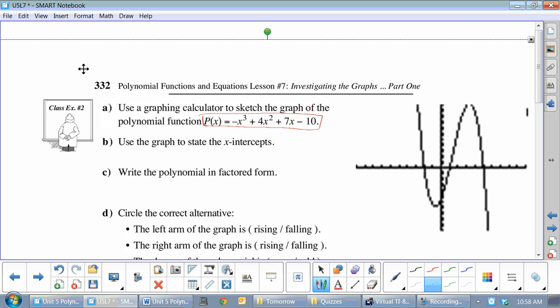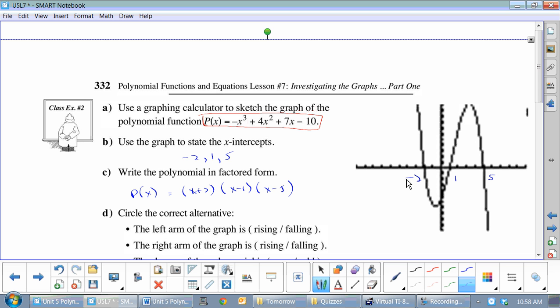Okay, now, what are the x-intercepts? Negative 2, 1, and 5. Okay, so I'm going to write those down. It says, state the x-intercepts? Negative 2, 1, and 5. So the polynomial p of x equals, what would it be? X plus 2, x minus 1, x minus 5.